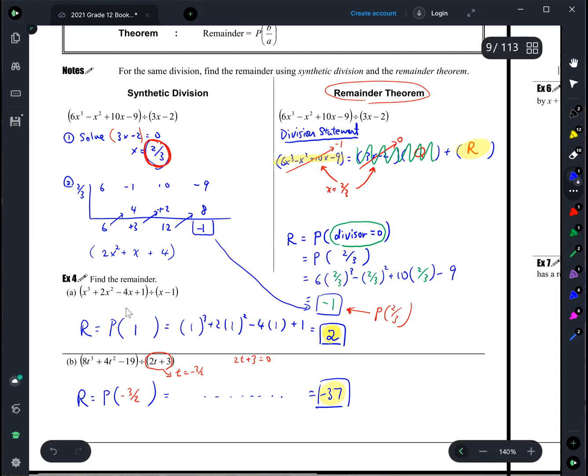Evan, what do you have for A? I got 0 for A. Yeah, it should be 0. Okay. You follow the order of operations, okay? Exponent first, and then multiply, divide, and then add and subtract.